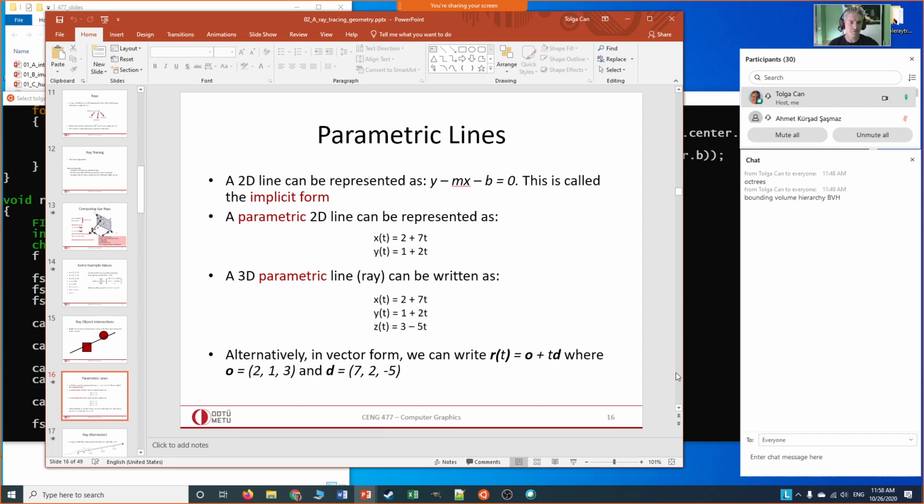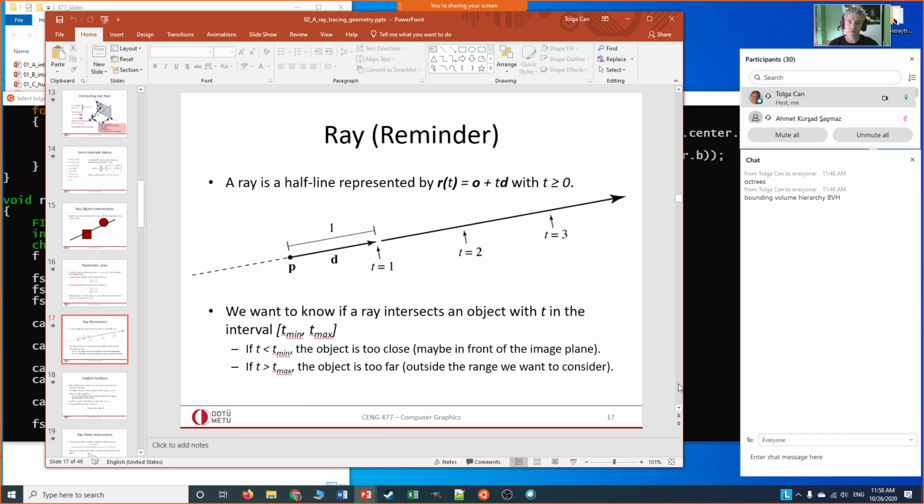By the way, you had your recitation last Friday, if I know correctly. Bilgin gave the recitation. I hope it was useful. I'm going to skip this parametric lines format slide because we already talked about it when we were forming our ray equation from the eye point to the center of the pixel.